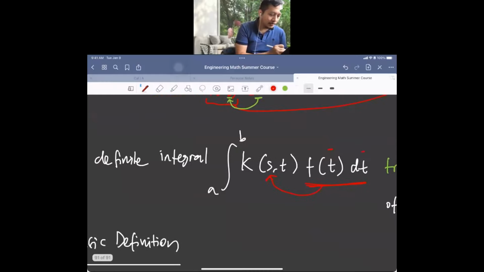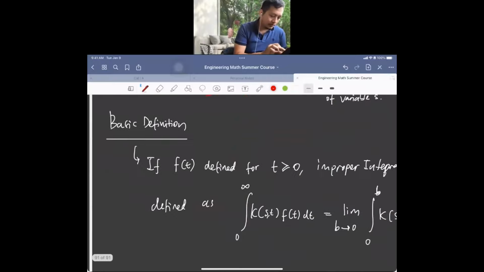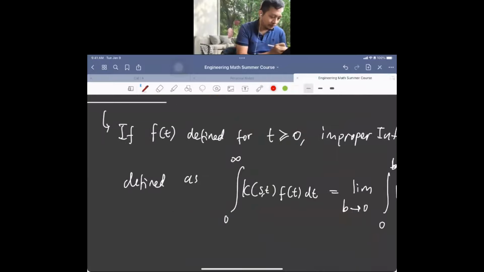Now this is just taking any number, any a, any b, any constant. But when we are dealing with the Laplace, we are always dealing with the interval from 0 to infinity, as defined here. So we are particularly interested in the interval from 0 to infinity.